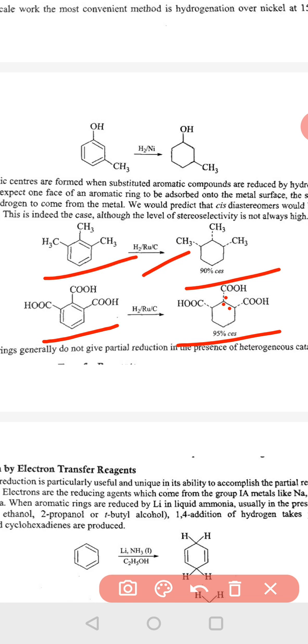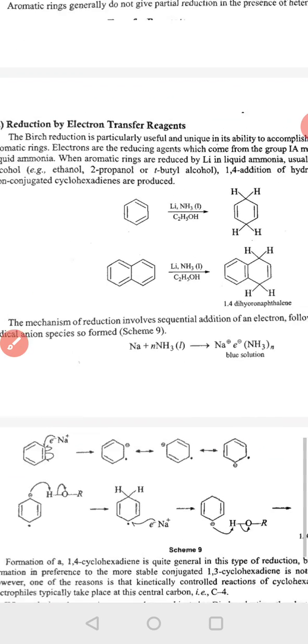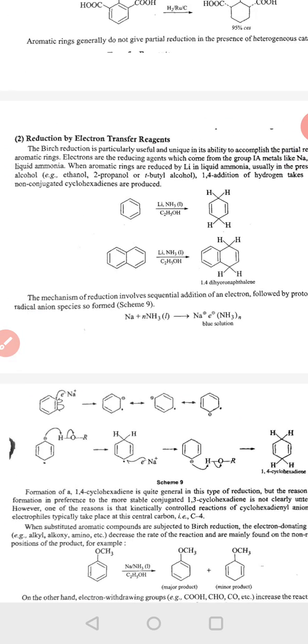Aromatic rings get totally reduced and we get a saturated compound as the product. And in alkynes we have seen that the reaction is stopped at the alkene stage and we do not get alkane as the product. The second method of reduction of aromatic ring is reduction by electron transfer reagent.